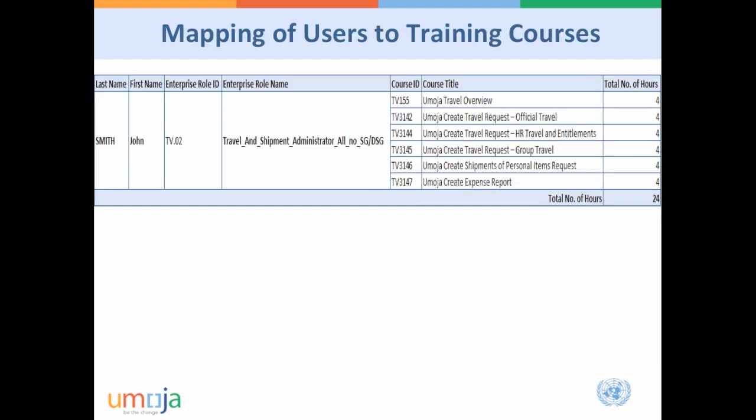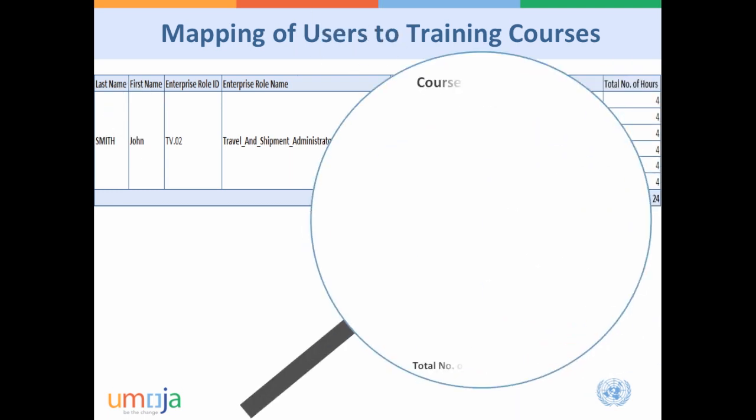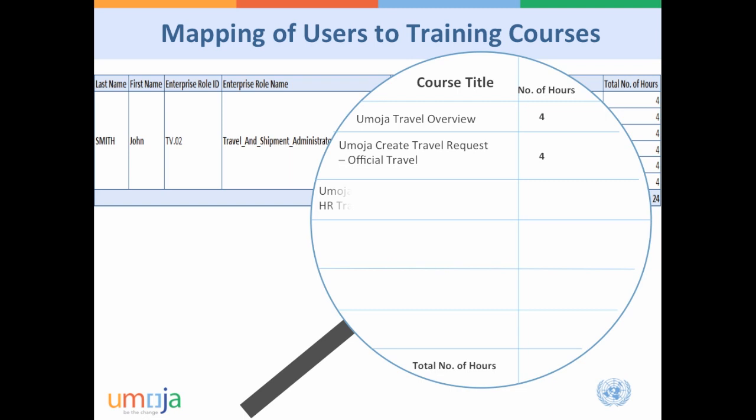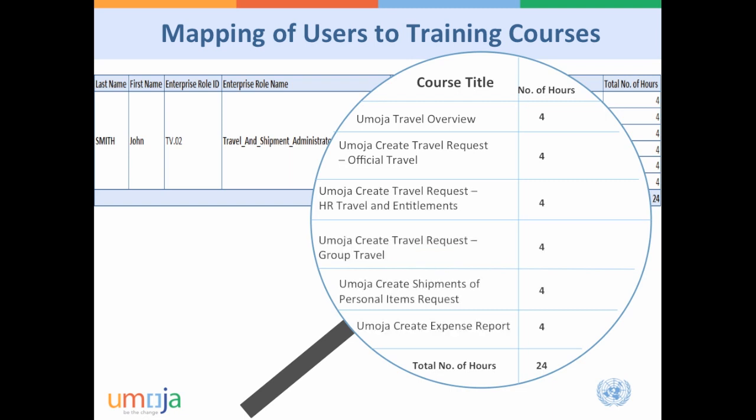Once a user is mapped to a role, he or she needs to be trained for it. Each role has its own training course, so there is a portfolio of courses for each user. John Smith here, possibly Jane Smith's husband, a travel and shipment administrator, has to complete multiple training courses, including a general travel overview, before he could be given access to the role of travel and shipment administrator.